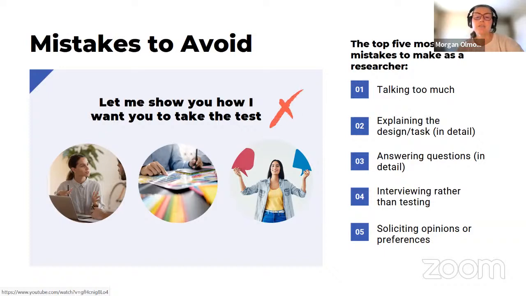And number five, soliciting opinions or preferences. Again, this can be directly about your own prototype, or if you're doing a comparative analysis where you're comparing it with other features or other websites or applications from competing companies, giving opinions or preferences on those can also skew and invite biases to the testing. So also try to avoid that.